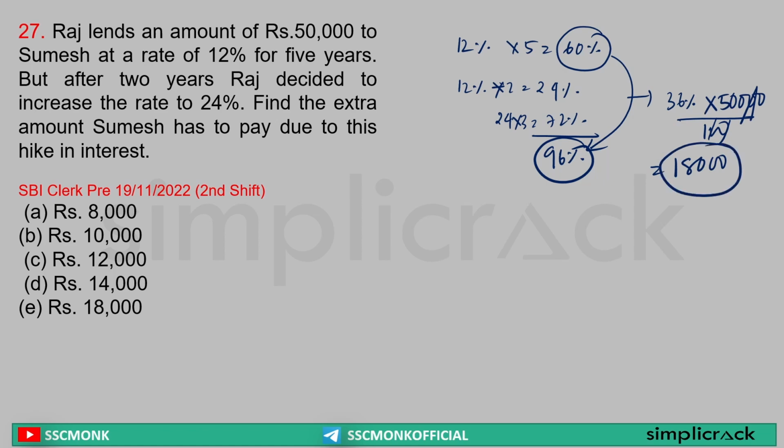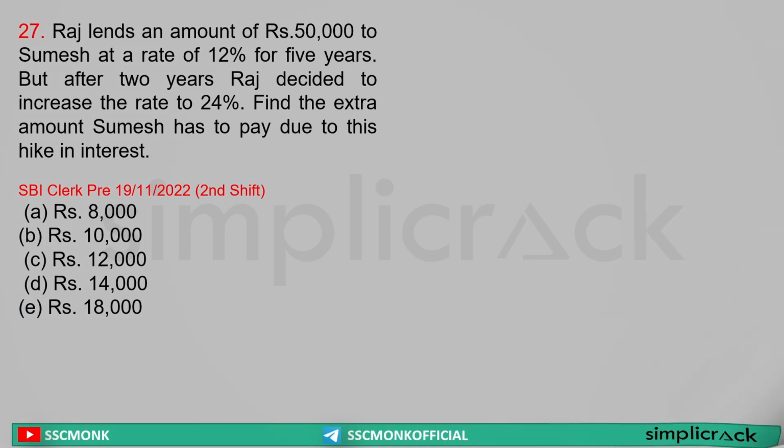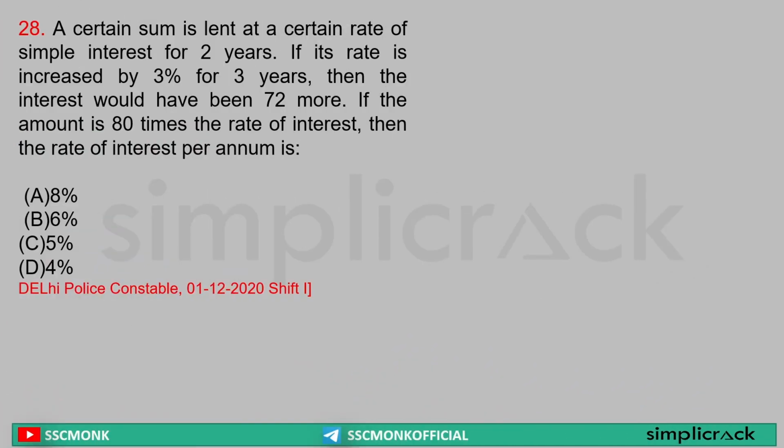So what is the extra amount he will be earning? 18,000. Clear? Yes or no? Yes. Next, a certain sum is lent at a certain rate of simple interest for 2 years. If its rate is increased by 3% for 3 years, then the interest would have been 72 more. Sir, 3% increase for 3 years is equal to 9%.